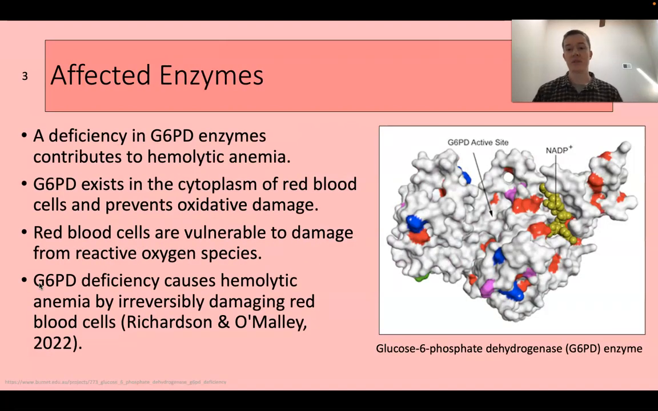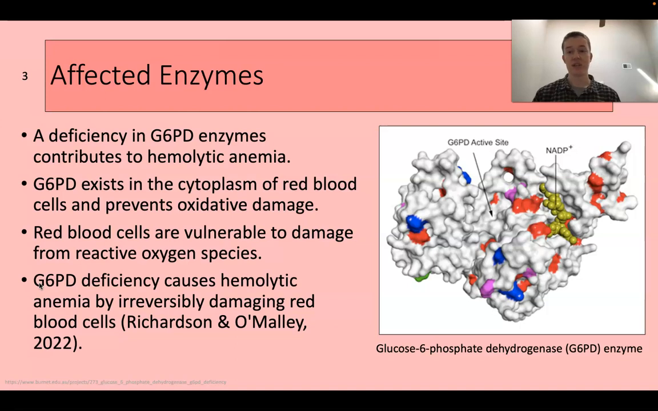Regarding enzymes, glucose 6-phosphate dehydrogenase, or G6PD, is most well known for contributing to hemolytic anemia. This enzyme exists in the cytoplasm of all cells, including red blood cells. And in addition to its use in glycolysis to produce energy in the form of ATP and NADH, glucose 6-phosphate dehydrogenase functions to prevent oxidative damage to cells.